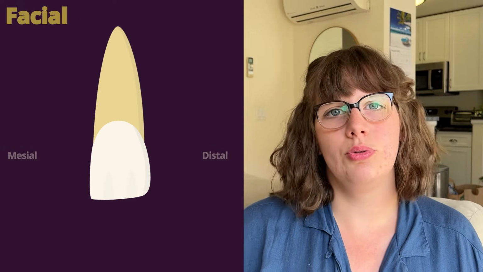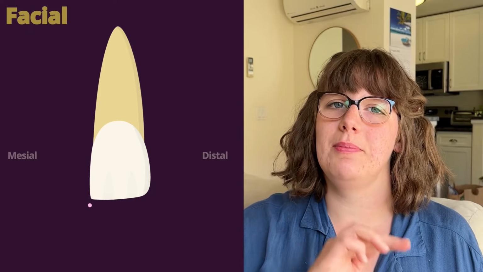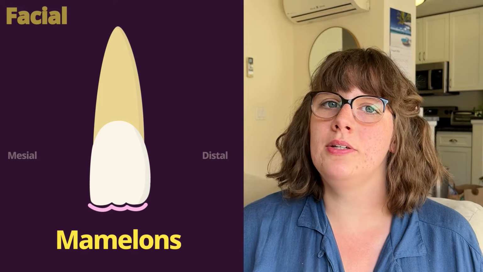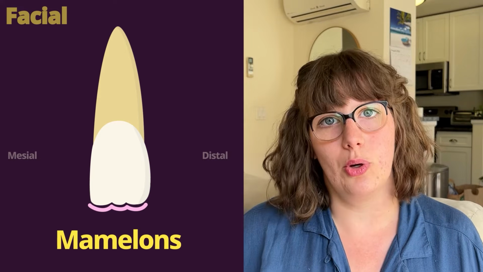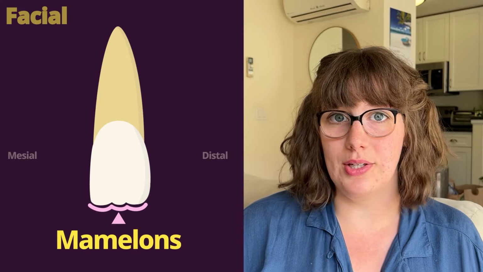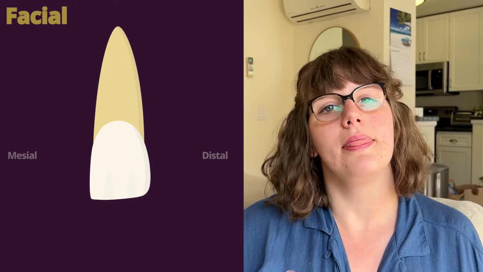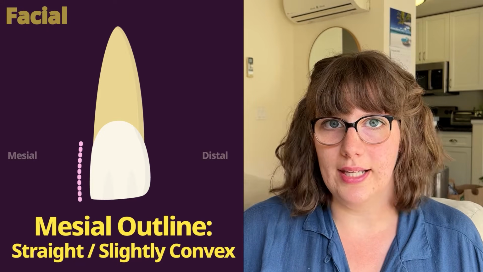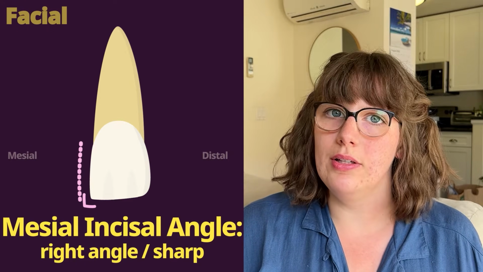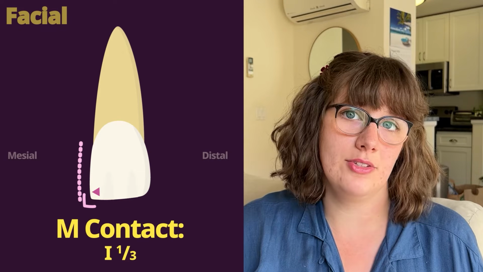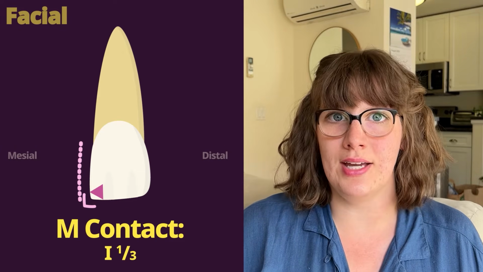If the tooth is newly erupted or not in function, there may be 3 bumps to the incisal ridge called mamelons, and these can represent the 3 facial lobes of development. The middle mamelon is the smallest of the 3. The mesial outline of the tooth is slightly convex, slightly curved, and the mesial incisal angle is a right angle and quite sharp. The height of contour or contact is in the incisal 1/3.